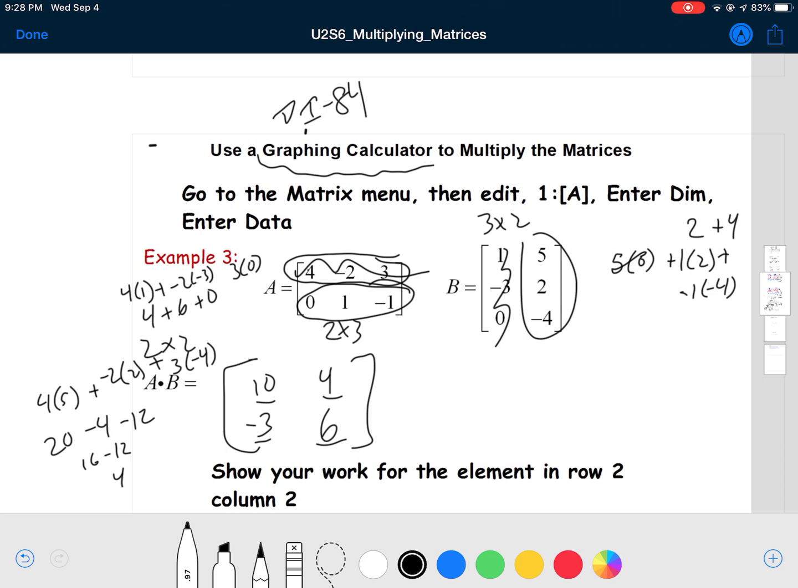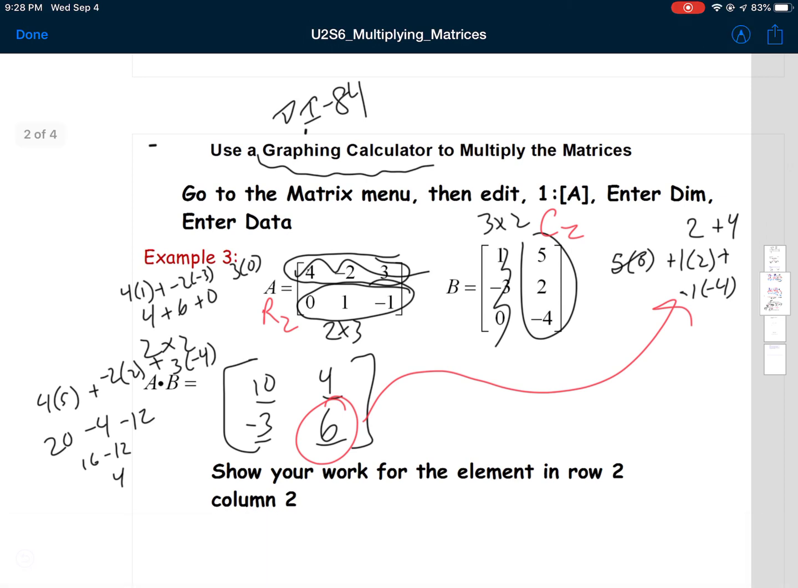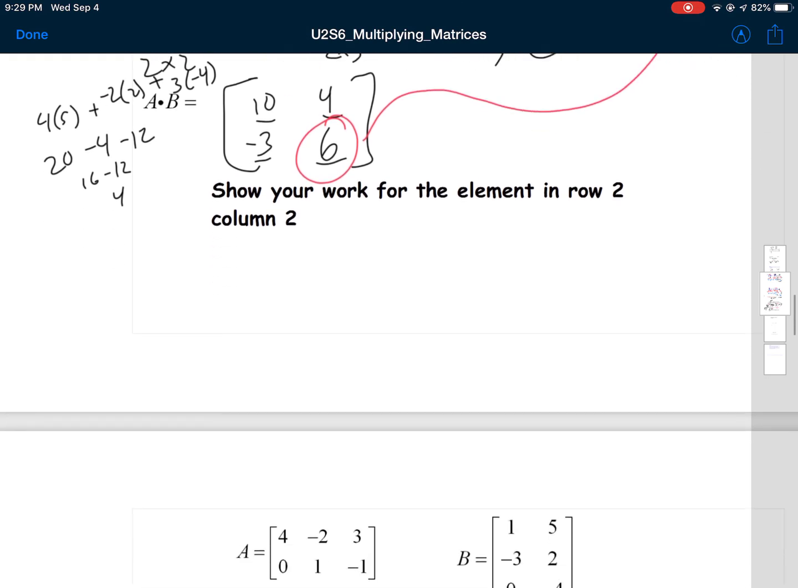Now, what I'm going to do is I'm going to let you use your graphing calculators, but I'm going to require you to show your work for row 2, column 2. So the answer that I got in row 2, column 2 was 6. I need to see all that, okay? Because that's the work for taking row 2 times column 2. You show me that work, you get all the points. If you don't show me that work, you just show me your answer, you get none of the points, because I want to make sure you understand how to do matrix multiplication by hand.